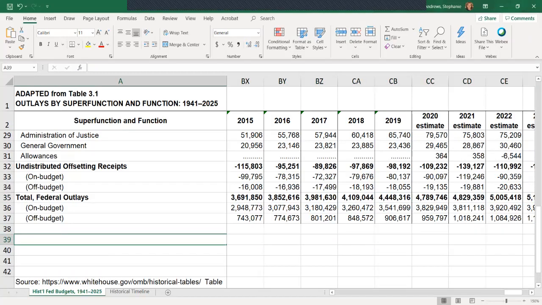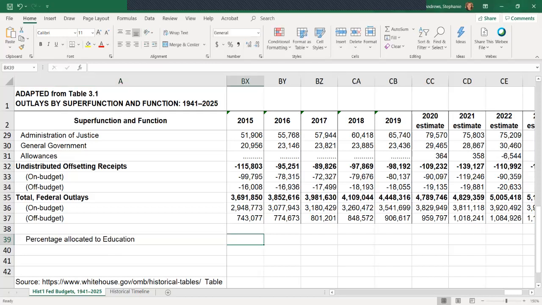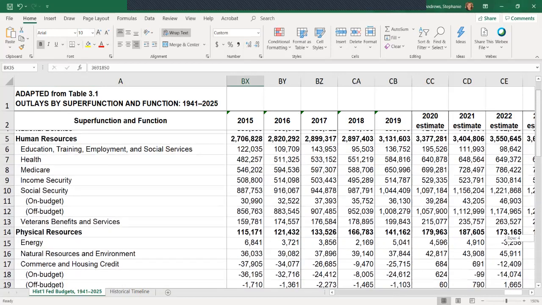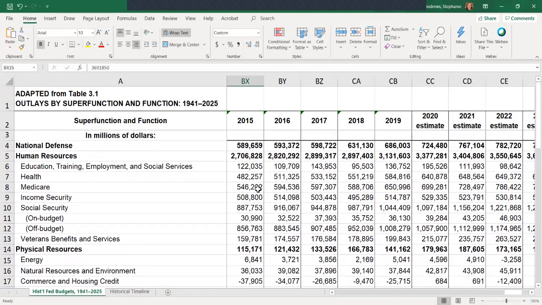So I'm going to say percentage allocated to education. And I'm going to play around with this because I did this by hand, and now I'm going to do it in the spreadsheet and double check my work. So my total federal outlays is in B35. So I'm going to jot down B35. And I always feel like I'm playing bingo when I'm doing this with all my B's. Well, here we go, B6.